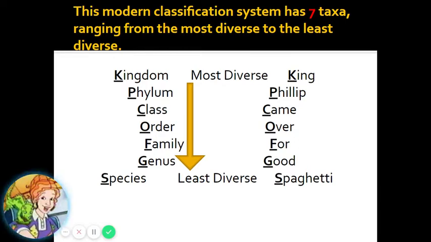And there's different ways to remember this. The one that your book has right now is King Philip came over for good spaghetti. I've also heard King Philip came over for grape soda. And there's various ones, and you might have been taught another one. So if you already know this with another one, then don't bother to learn about King Philip. But you will need to be able to remember what order these taxa go in.